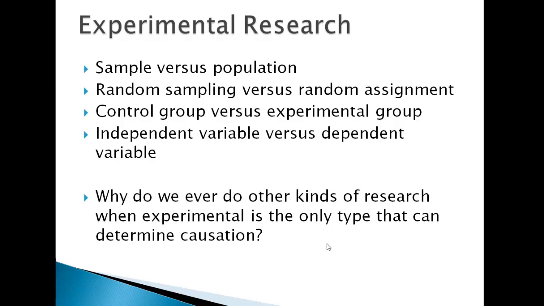Now here's the question. Why do the other kinds of research? Experimental research is the only kind of research that allows us to determine causation. Why do we even bother with observational research or correlational research? Well, there are a few answers to that. One potential answer is that we are not always able to do experiments. Sometimes we're not able to do experiments because we can't get a good random sample, or because we're studying something that we can't control for, and all we can really do is measure it. We really can't manipulate it.